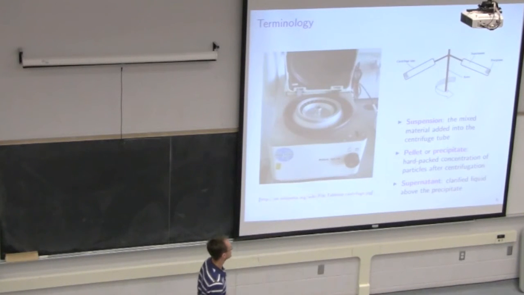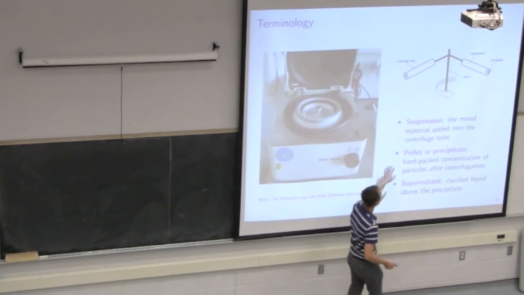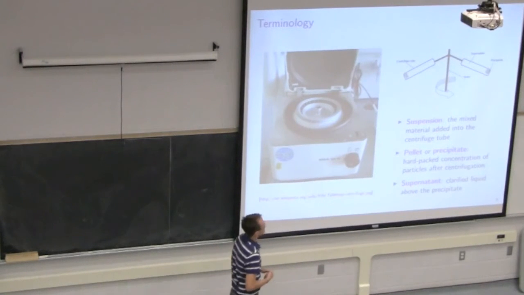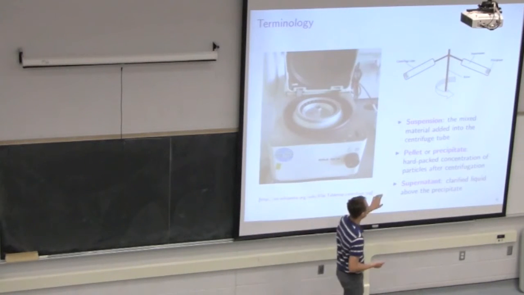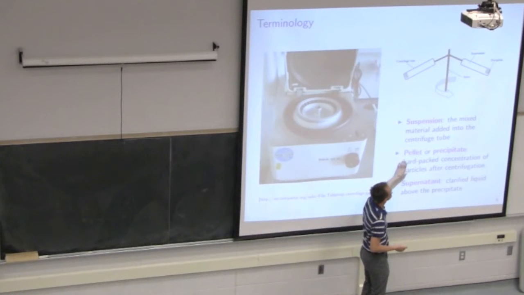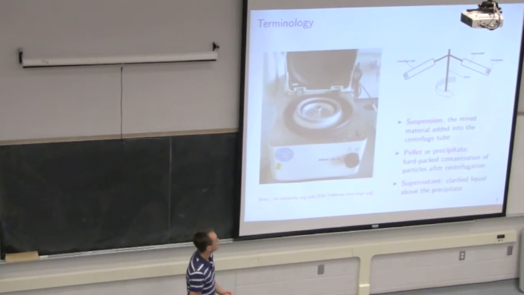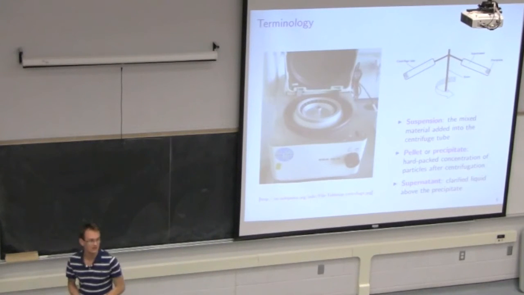As the system rotates, that suspension, that initially mixed material that we've added, starts to separate into two pieces. We get the precipitate forming at the extreme end, so the solid particles, that hard-packed concentration of particles, the precipitate forms at the one end, sometimes also called the pellet, and then above that is the remaining liquid that has now been clarified, the supernatant. So those are the terms that we use for lab centrifuges. We also use those terms for continuous large-scale centrifuges.